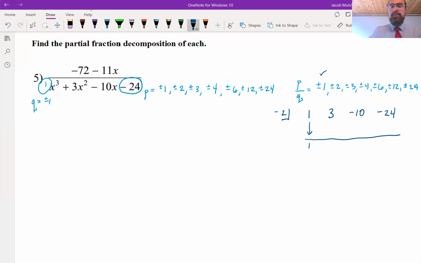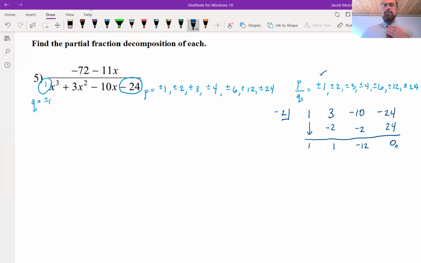And run the process a third time. So now negative 2 times 1 is negative 2. 3 plus negative 2 is 1. Negative 2 times 1 is negative 2. That's negative 12. Negative 2 times negative 12 is positive 24. And lo and behold, eureka, we found it.